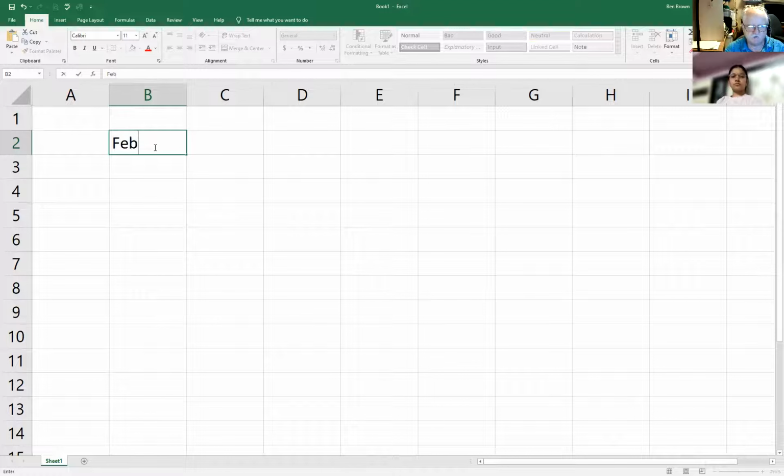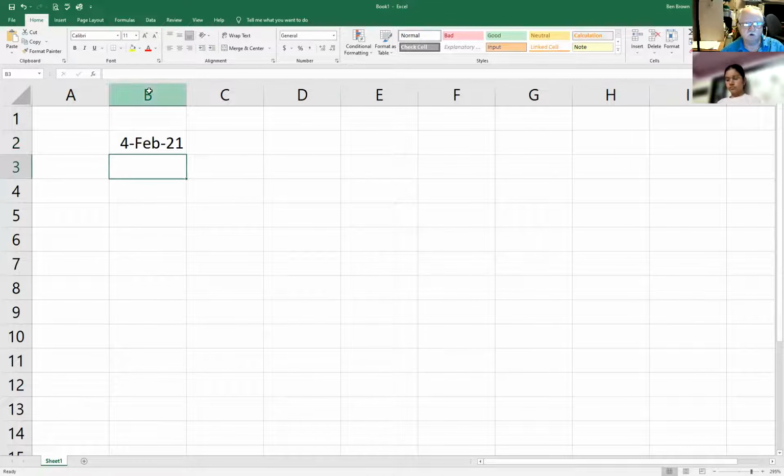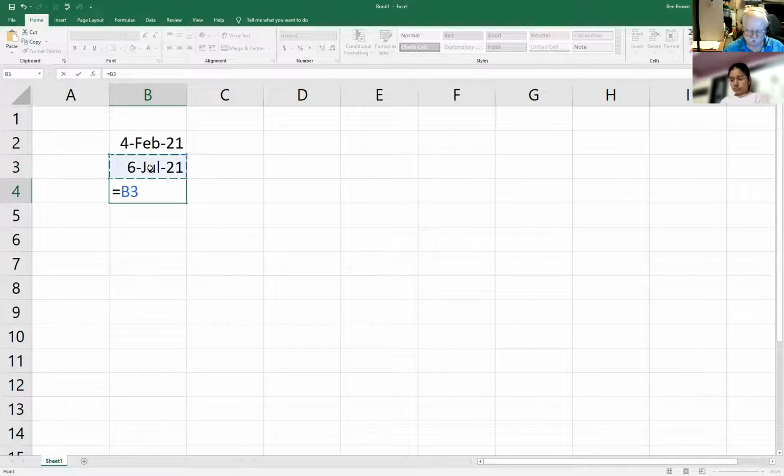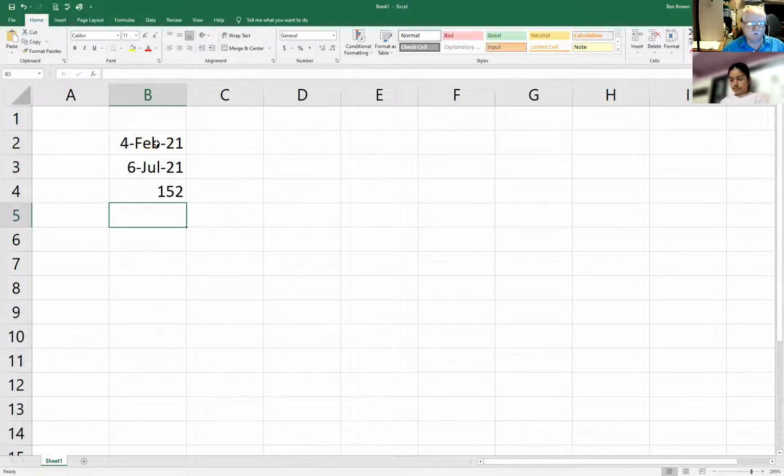I'm going to type in, I better spell it, February 4, comma 2021. So we've got that in this cell, and then July 6, comma space 2021. So we got that into this one, and then I go equals this one minus this one, and there's my 152.